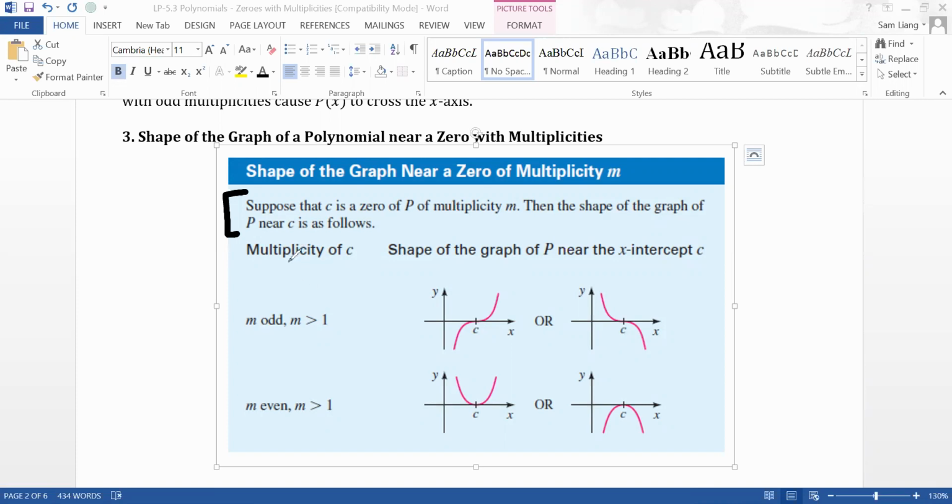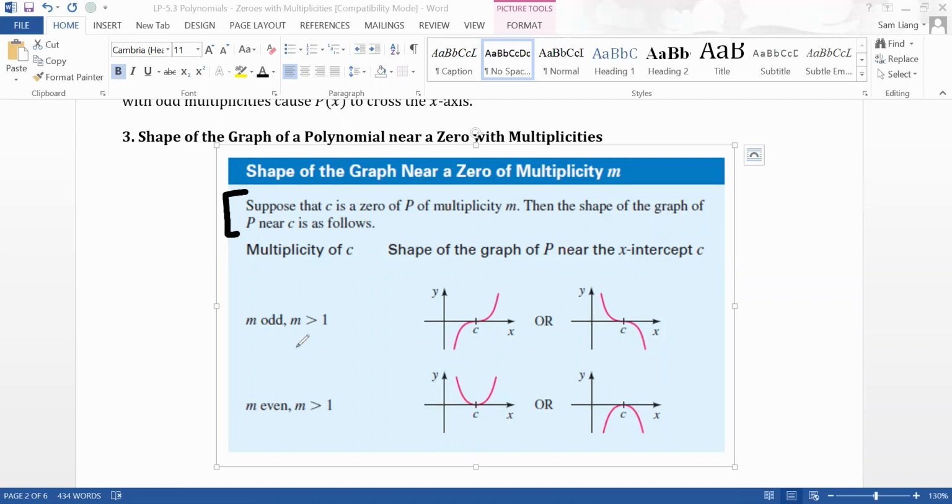So if it's odd multiplicity, as we had in the example, we had 0 with multiplicity of 3, then it's going to cross through like this, or it could go the other way around. And if it's even multiplicity as we had in the do now, with 3 having a multiplicity of 2, 2 is an even number, then it will bounce off the x-axis, it will not cross through.